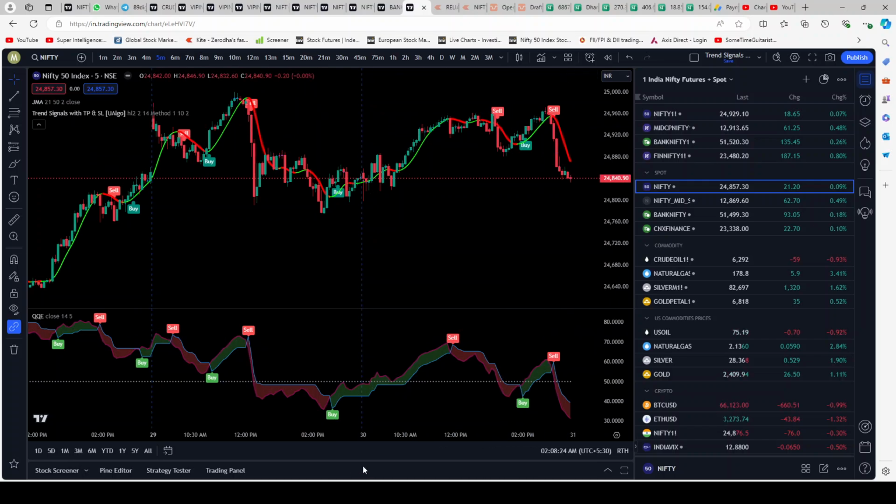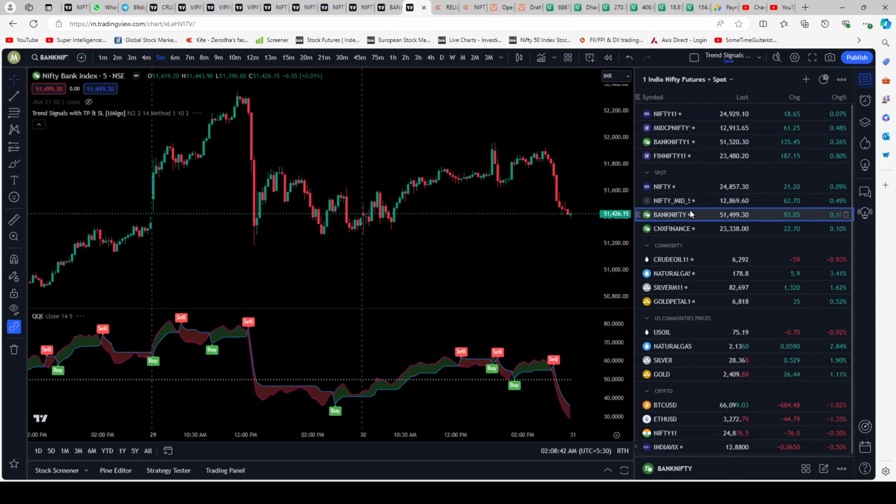So when you get a double, triple confirmation, if you're on the paid version, use the Zurich as well. If you're not on the paid version, then forget the Zurich and use trend signals with TP and SL on top and use QQE at the bottom, and you'll have a setup that gives you a kind of double confirmation. All right. Let's look at it on Bank Nifty also.